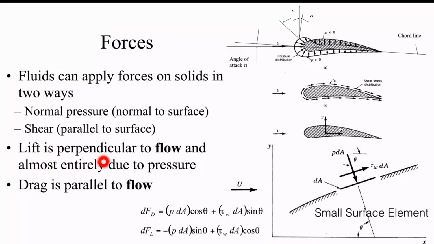So lift is defined as being perpendicular to the flow, not to the airfoil, but perpendicular to the flow. So in our wind tunnel, always in this vertical direction, and drag is defined as being parallel to the flow, so always in this direction. So even if we change the angle of attack, the lift direction is still always up, and the drag direction is always still to the right in the direction of the flow.